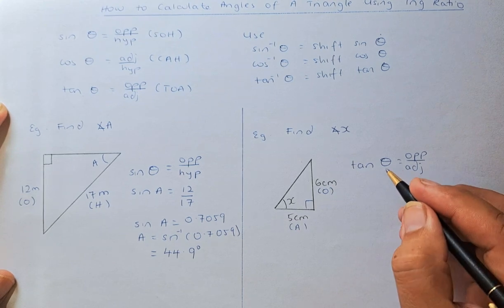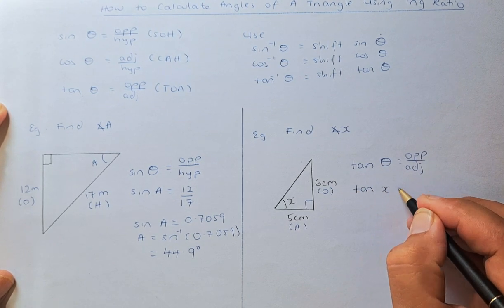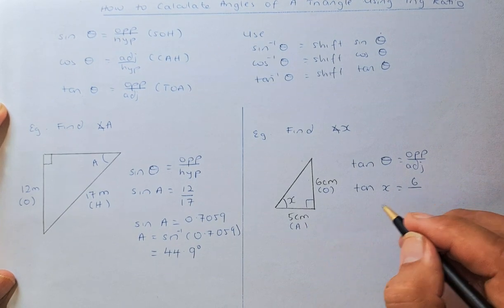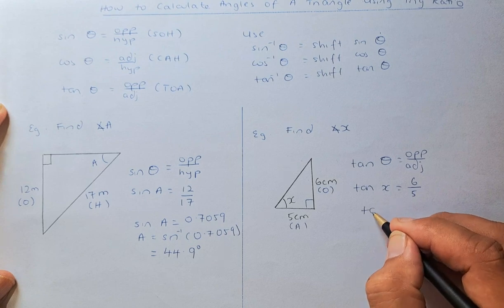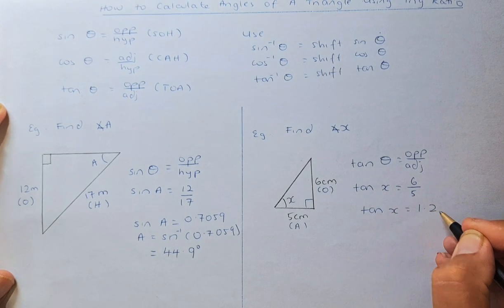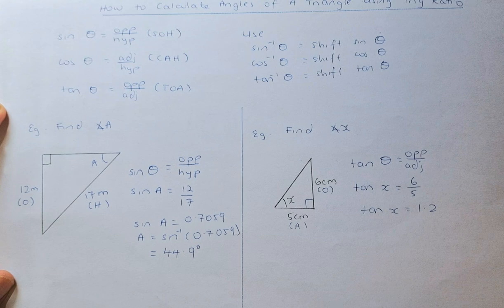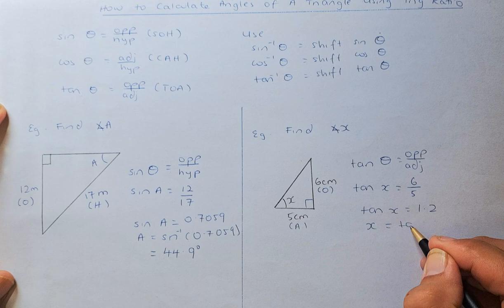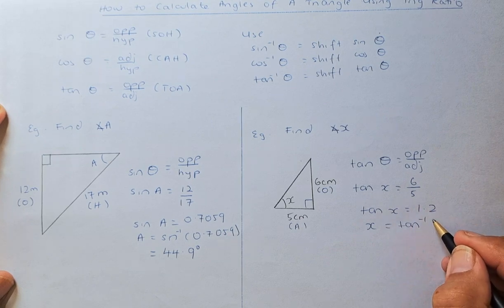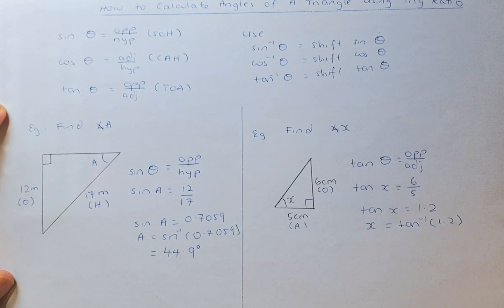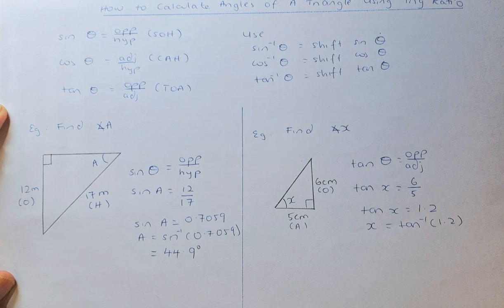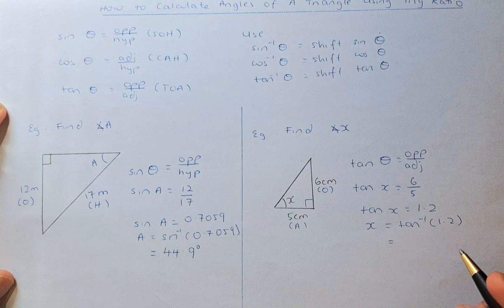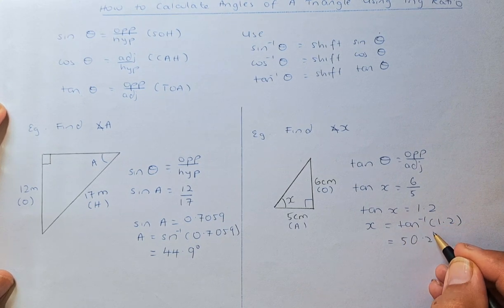Now substitute the values. Theta is your angle, so tangent X equals opposite, which is 6, and your adjacent is going to be 5. So tangent X, use your calculator, 6 over 5 is 1.2. Okay, so now you have to find X. So X equals tangent inverse of 1.2. Use your calculator and press shift tangent theta. You get tangent inverse and put 1.2 in there. Chuck it in your calculator and the answer is going to be 50.2 degrees.